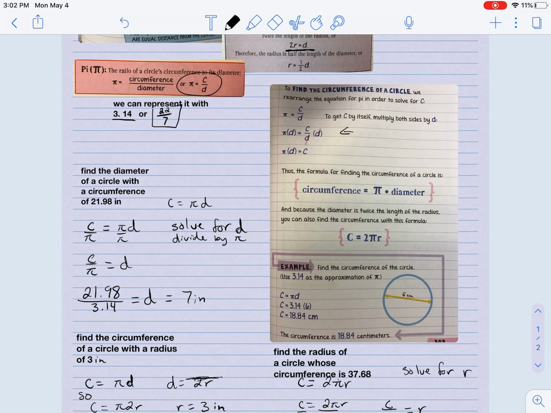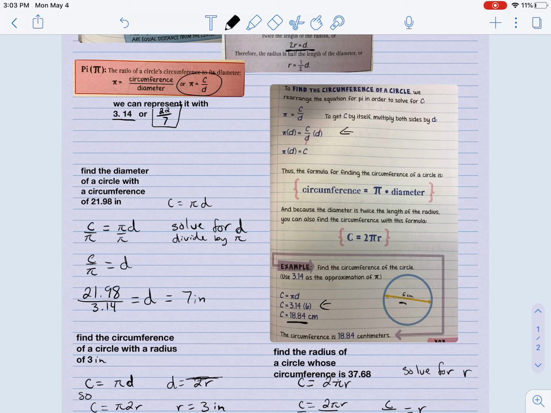Down here, notice we have a circle with a diameter of 6 centimeters. Our equation is circumference equals pi times diameter. Now we know our diameter, which is 6, and we are just going to use 3.14 for pi. When you multiply those together, the circumference is 18.84 centimeters. That's all we're doing: taking the diameter times pi gives you your circumference.